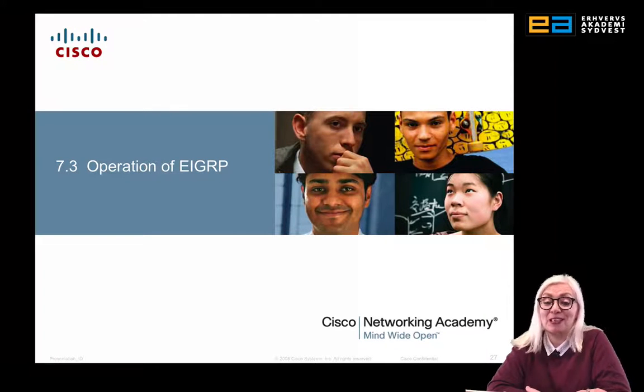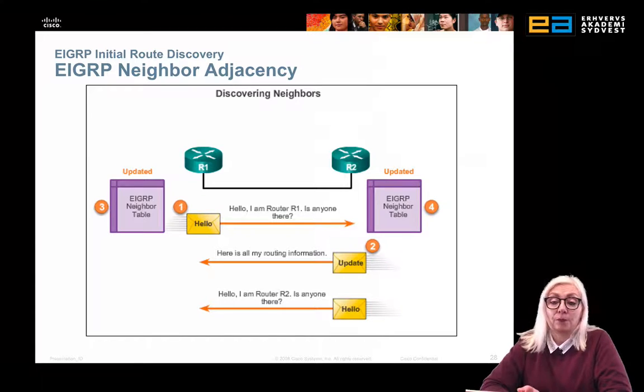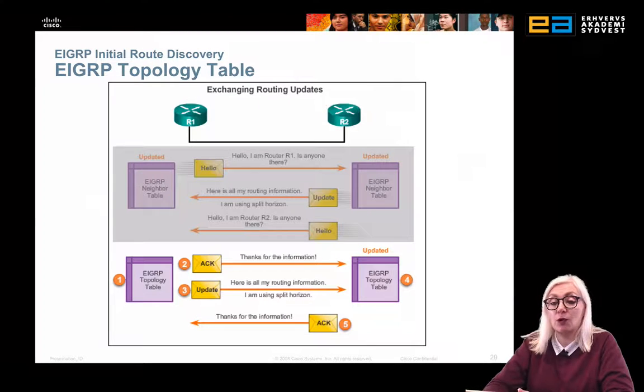Hi, this is a presentation of the operation of EIGRP. EIGRP performs neighbor adjacency, which means that it will keep track of its neighbors by sending out small hello packets to see, is anyone there? And then they send back, oh yes, I'm here, and here is my routing information. And then it sends out a hello packet every 5 seconds to keep track of them.